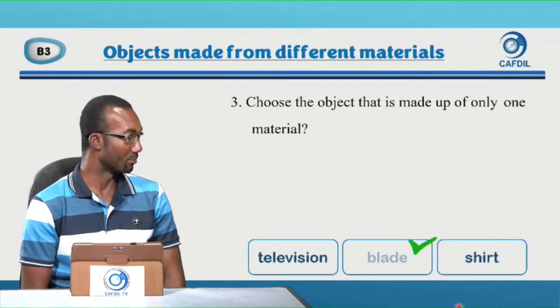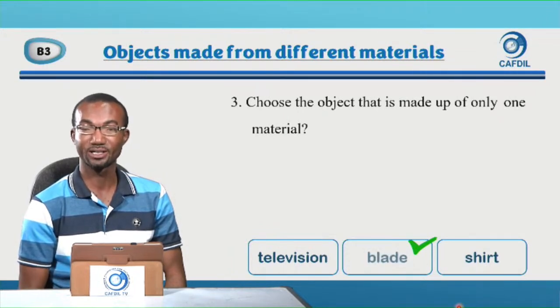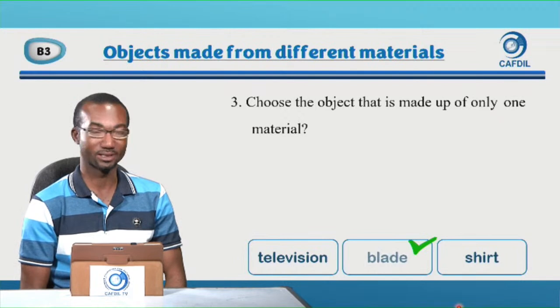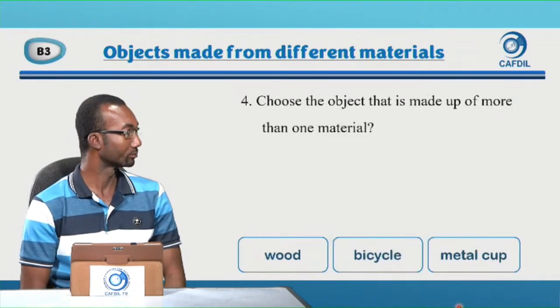Good. The answer is blade. Blade is made of only metal. Television is made up of glass, metal, and then plastic. Shirt is made up of fabric and then plastic for the buttons. But blade is made up of only metal.